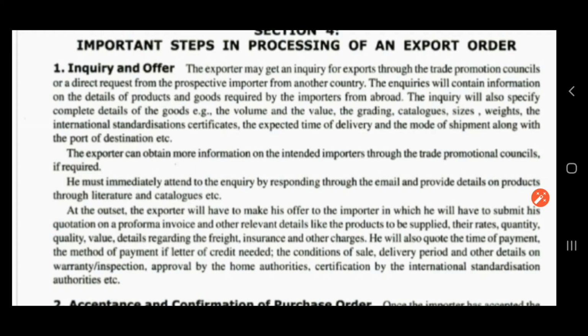So here in the first stage, two things are done. One is the inquiry by the exporter, as well as the offer from the exporter. These two things are done here.